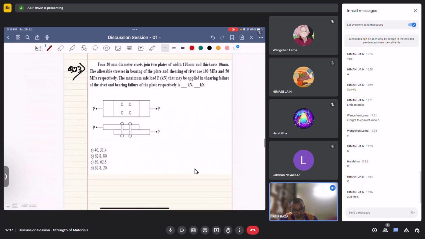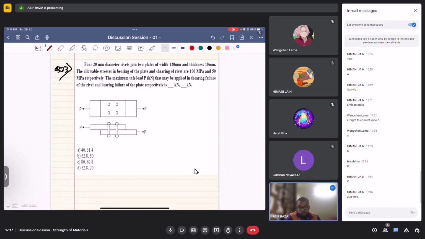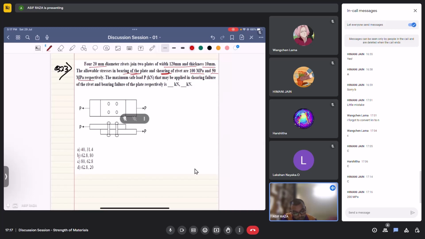Okay, so this question is a good one. Four 20 mm diameter rivets join two plates of width 120 mm and thickness 10 mm. The allowable stresses in bearing of the plate and shearing of rivet are 100 megapascal and 50 megapascal respectively. The maximum safe load P in kilonewton that may be applied in shearing failure of the rivet and bearing failure of the plate respectively is, and the answer should be in kilonewton.